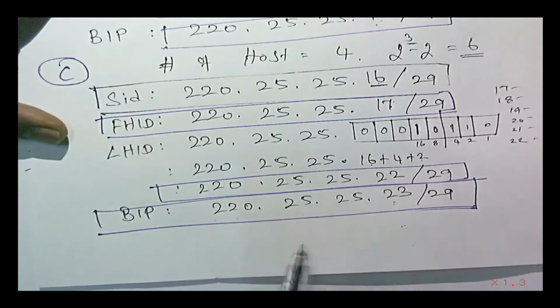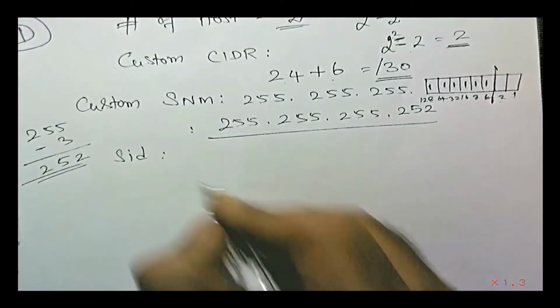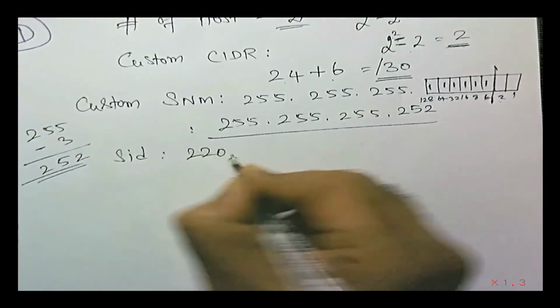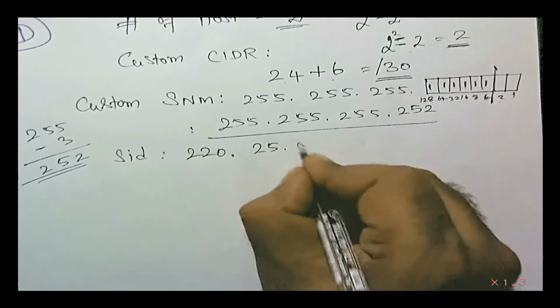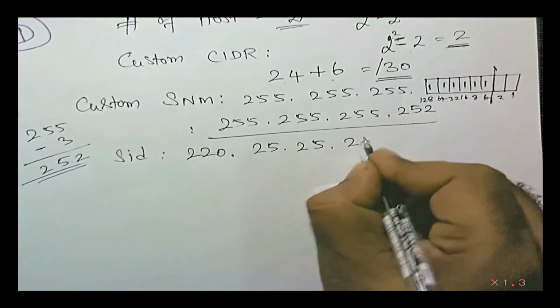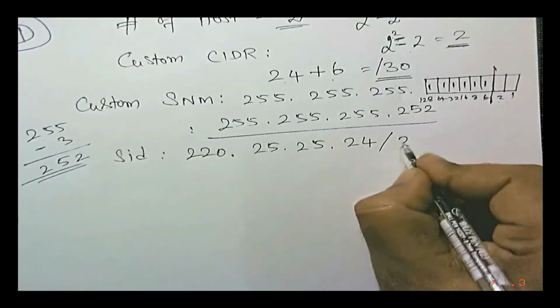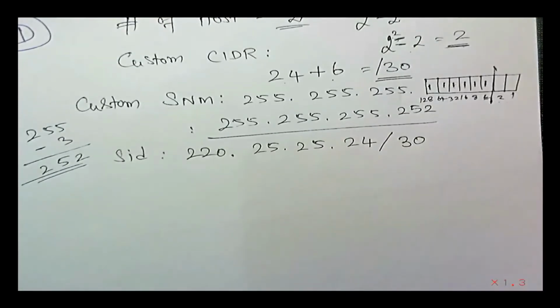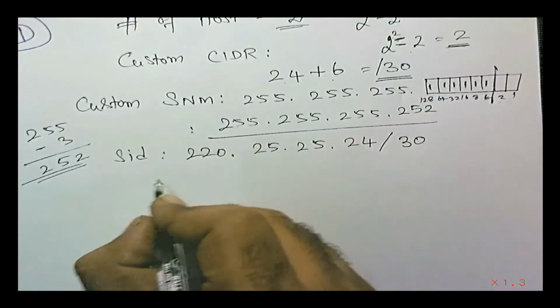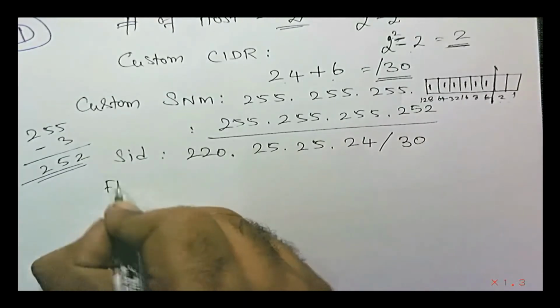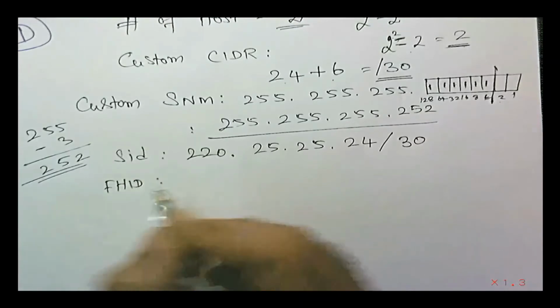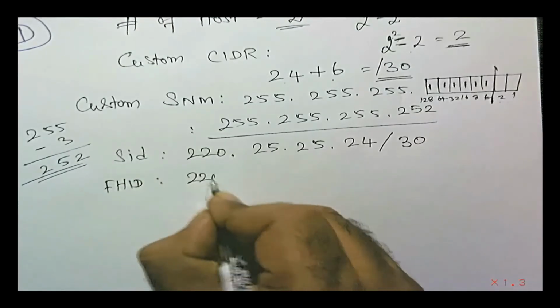24, we have to start. So the subnet ID is 220.25.25.24, /30. This is a variable length subnet mask. Now, the first host ID. I'm going for the first host ID.